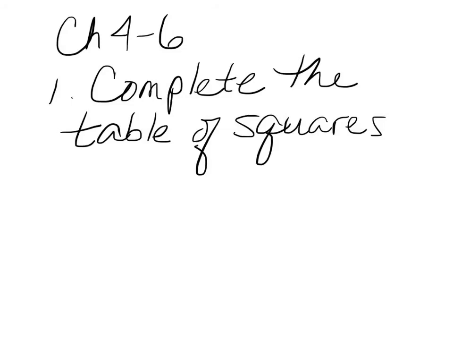In Chapter 4.6, we're going to start looking at square roots of non-perfect squares, something like the square root of 30. So what number can you multiply by itself and get 30? Well, you might be thinking, you can't, but you can. And we'll talk about that in a few minutes. But before we do, I would like you to please complete the table of squares, because we're going to use those numbers in a little bit.